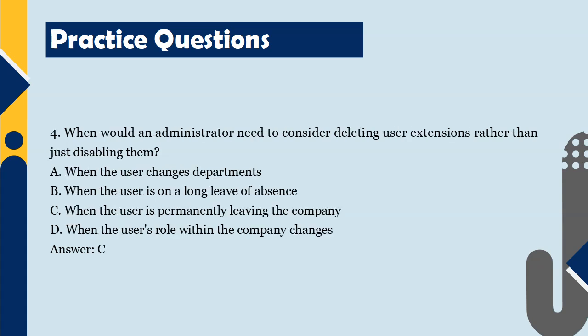4. When would an administrator need to consider deleting user extensions rather than just disabling them? A. When the user changes departments. B. When the user is on a long leave of absence. C. When the user is permanently leaving the company. D. When the user's role within the company changes. Answer: C.